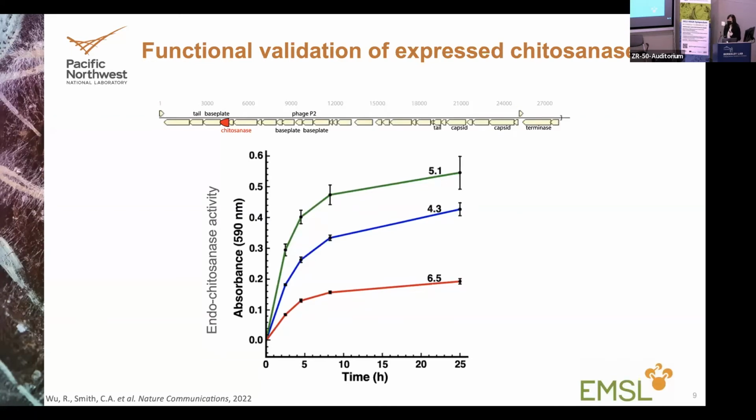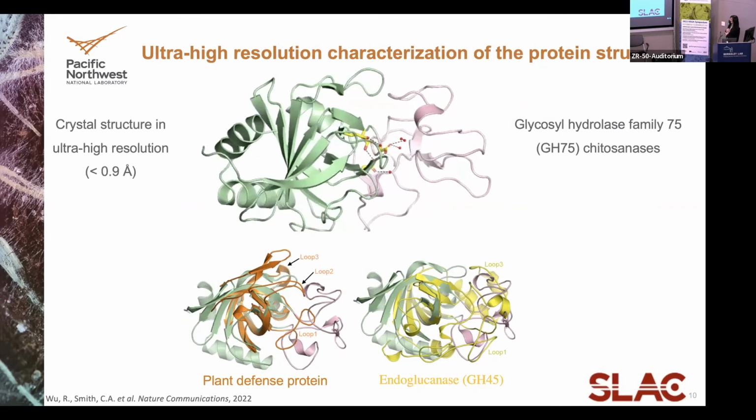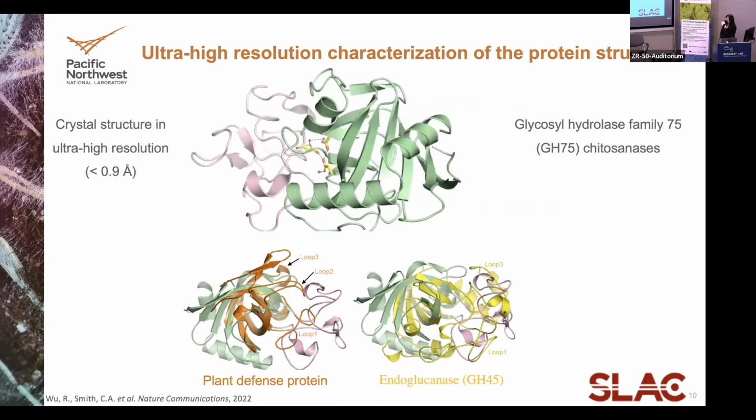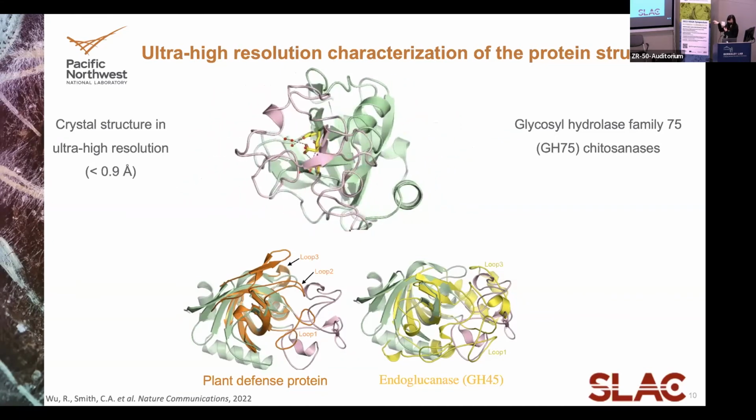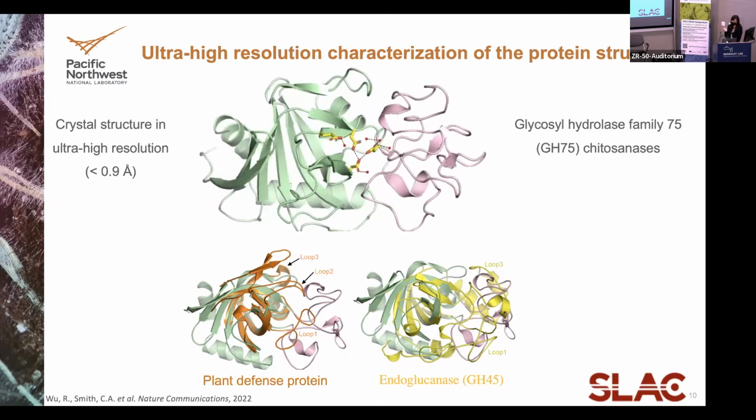And we also used a colorimetric assay to evaluate its chitosanase activity. And it indeed showed a positive endo-chitosanase activity with an optimum pH around 5.1. Then we further purified and crystallized this viral chitosanase, and resolved the structure at SLAC, or SSRL, resulting in an ultra high resolution of better than 0.9 angstrom.